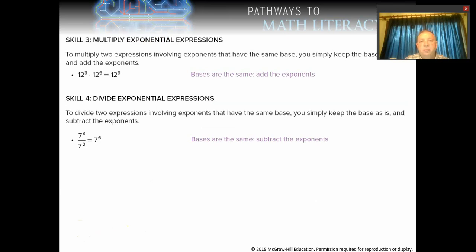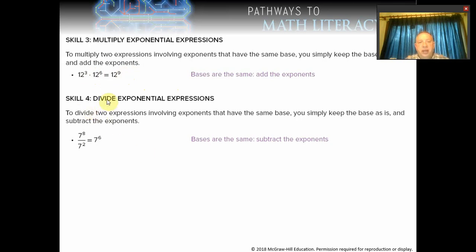To multiply two expressions, if they have the same base, these are called the base numbers, and these are the exponents, if the bases are the same, then all I need to do is add the exponents. Bases are the same, 12 and 12, just add the exponents. This means 12 times 12 times 12, I've got 6 of these, and 7 of the others. Now all I've got is 6 plus 7, that's 13 of those. So that's 12 times itself 13 times.